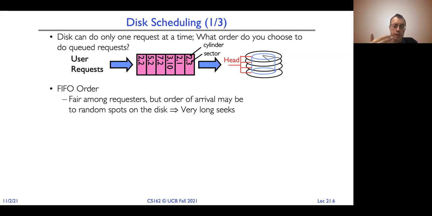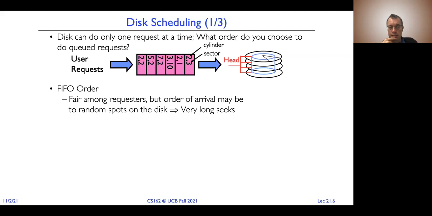You serve the requests in the order in which they arrived. This is fair among the requesters, it is fair with respect to the order in which they submit the request. But it can be very long. Why? Because the head can go randomly from one cylinder or one track to another, right?